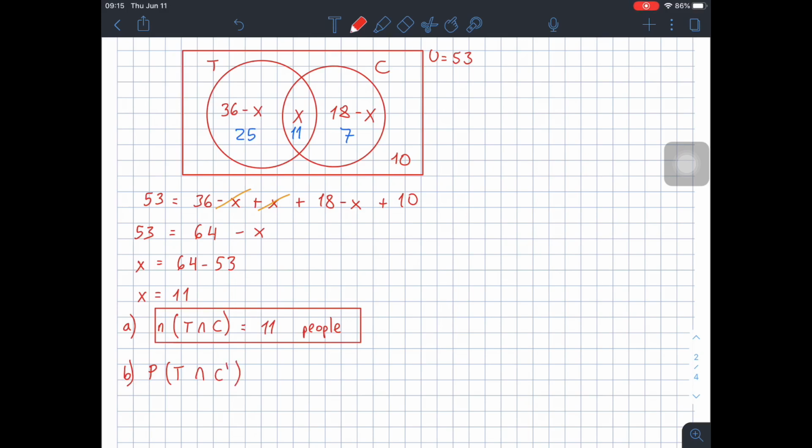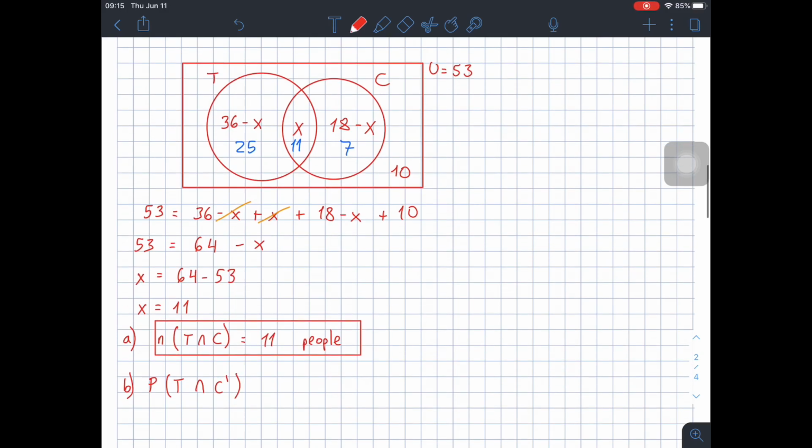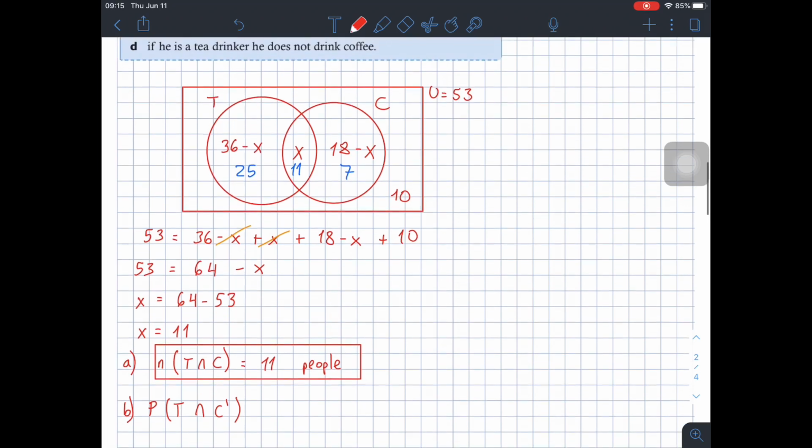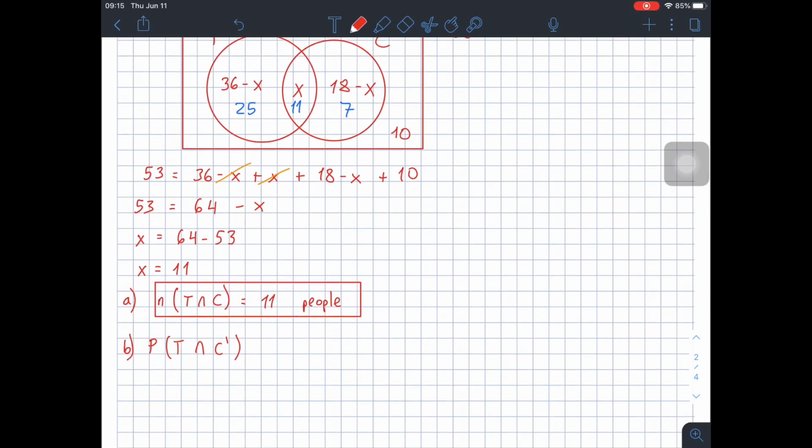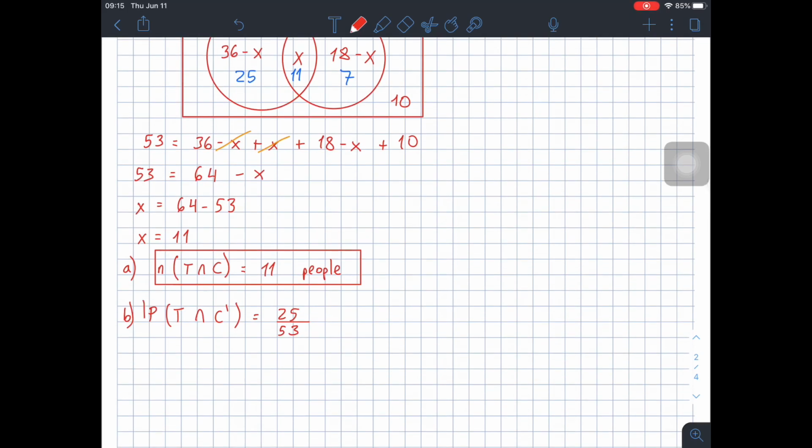not coffee. Remember, the word but and the word and are both words that we use to express the intersection, right? So tea but not coffee. And if we look at our Venn diagram, that represents this part over here, right? These are the people who drink tea but not coffee. It's like saying tea only, right? So people who drink tea only would be 25 out of the total, which are 53. That's our universe. Okay, so this is the result.